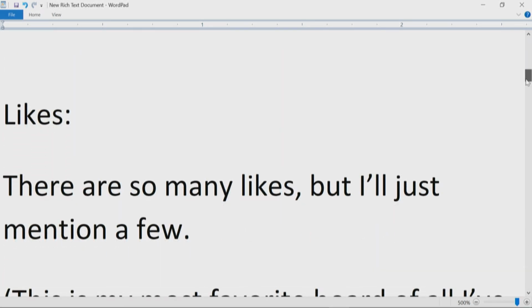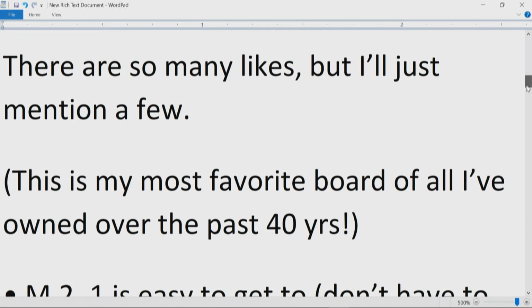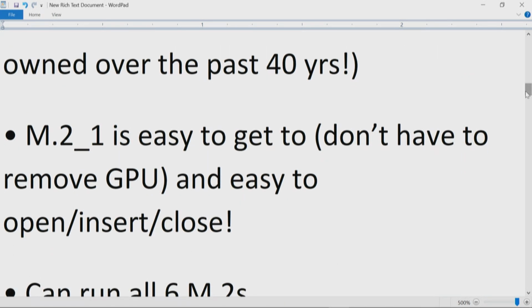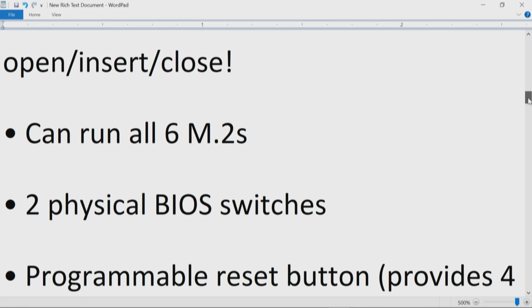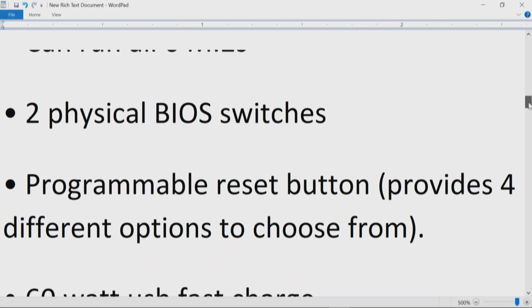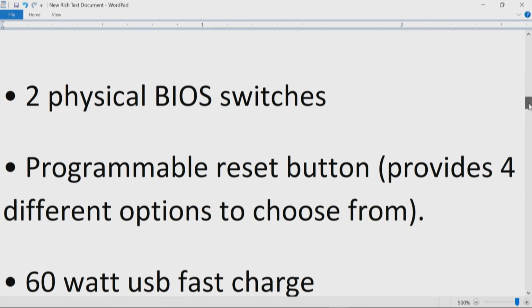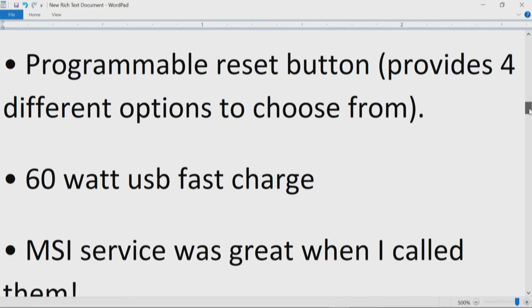Likes. So many likes, but he'll name a few. His most favorite board he's owned in the past 40 years. That's a big statement. M.2_1 is easy to get to, don't have to remove the GPU. Easy to open, insert, and close, because of those connectors instead of using screws. Can run all 6 M.2 drives. 2 physical BIOS switches. Programmable reset button provides 4 different options to choose from. 60-watt USB fast charge to the front.